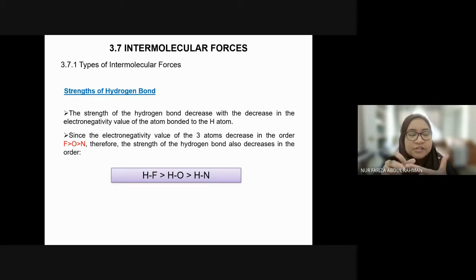This attraction is considered the strongest because you have two extreme conditions, the most positive and the most negative, so the attraction is stronger compared to dipole forces and even more so London dispersion forces. If you were to arrange the strength of hydrogen bond, of course HF will be the strongest, followed by HO and HN, because fluorine is the most electronegative. This is arranged in decreasing order of strength of hydrogen bond. So HF is the strongest, HN is the weakest.